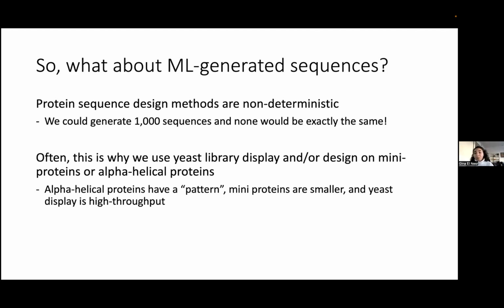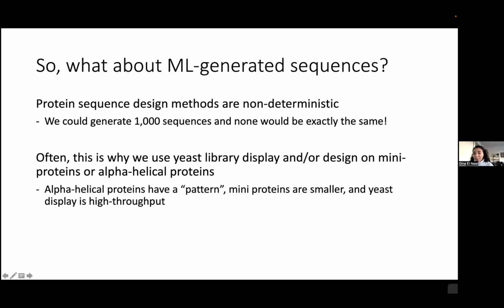And so often that's why we have to use stuff like yeast library display or design on mini proteins or alpha helical proteins. Alpha helical proteins have a very well-known pattern, while mini proteins are pretty small and that makes them a lot easier for us to test and understand, or even just to scan through and understand their structure. And yeast display is really high throughput, so we can test tens of thousands of sequences at once and try to see which one worked and which one didn't.